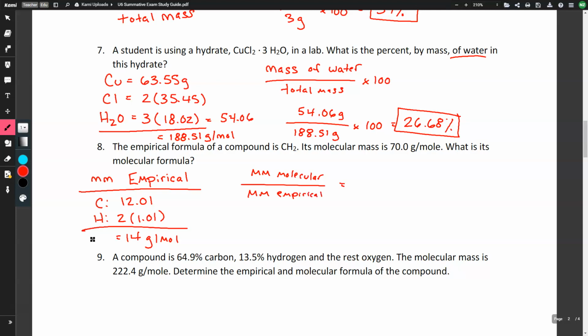Okay, let's try that again. So 70 is the bigger number, it goes on the top. Empirical is the smaller number, it goes on the bottom. 70 divided by 14 is about 5. So this number right here is your multiplier.